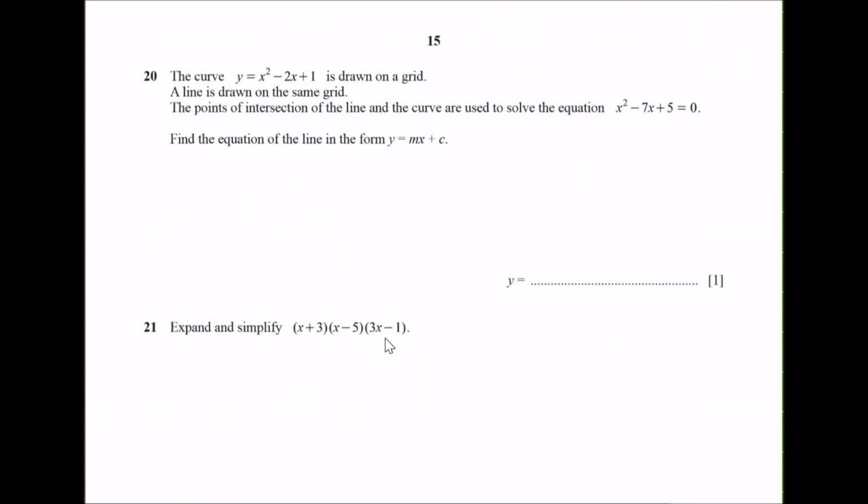Now let's go to the next part. Question number 20. Curve y equal to x square minus 2x plus 1 is drawn on a grid. A line is drawn on the same grid. The points of intersection of the line and the curve are used to solve the equation x square minus 7x plus 5 equal to 0. Find the equation of the line in the form y equal to mx plus c.